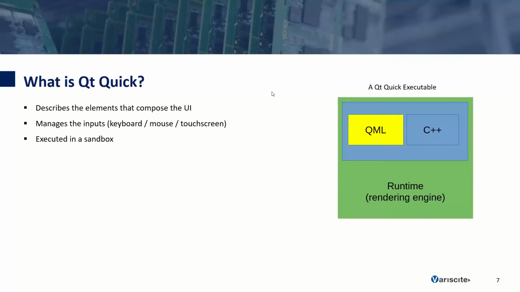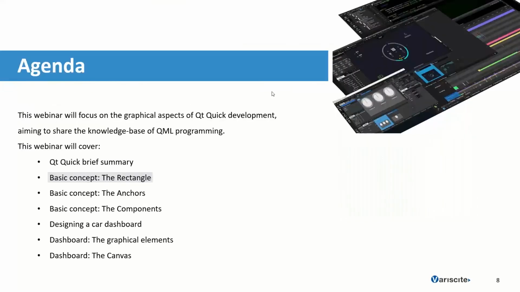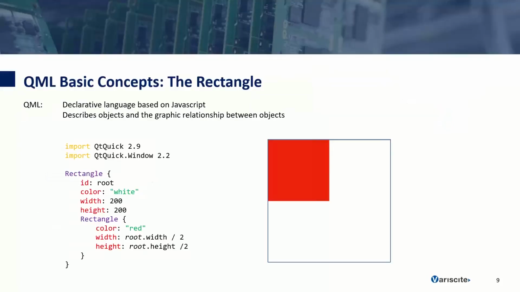Let's start now talking about the objects that we will refer to during this webinar. The first object is the rectangle. We can consider it the simplest object that QML provides. Whenever you want to describe a rectangle, you just use a specific syntax for the rectangle, and you provide dedicated properties for this object. Maybe the color, the width, the height, and whatever.